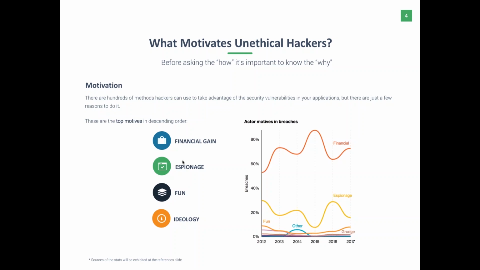The third one is for fun, and this one is not that common. It used to be, at the beginning when hacking was a trending thing. People would hack into websites and change the homepage, and put a meme or a text, like this website was hacked by the group, whatever. As we can see in the chart on the right, for fun it's really declining a little bit. It comes up in 2017.